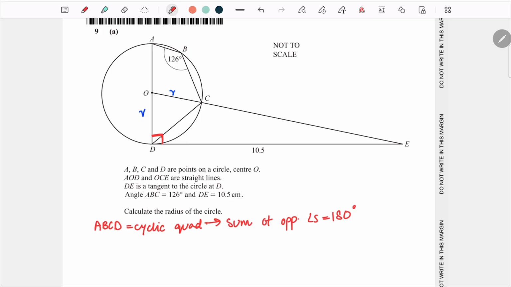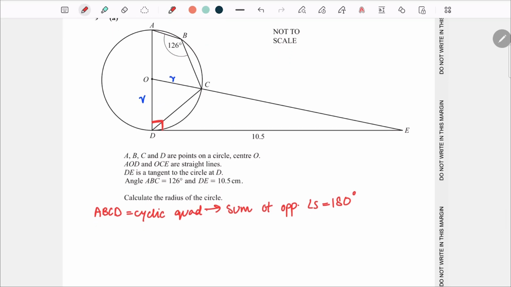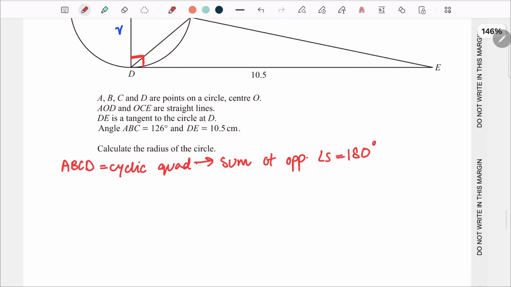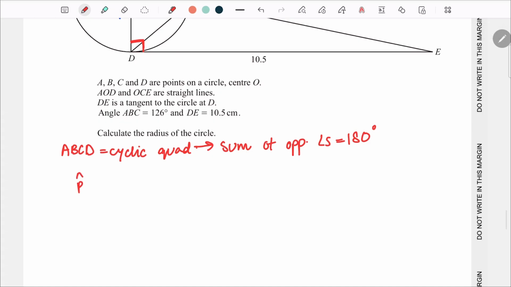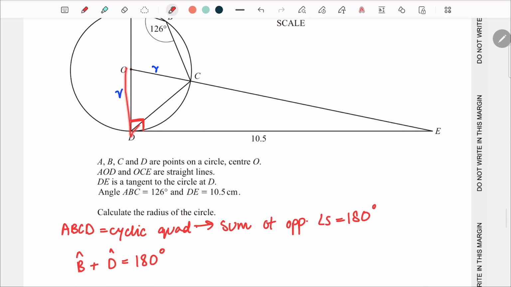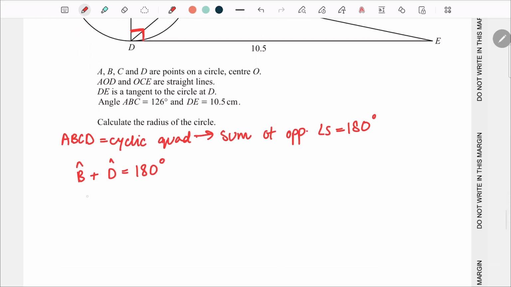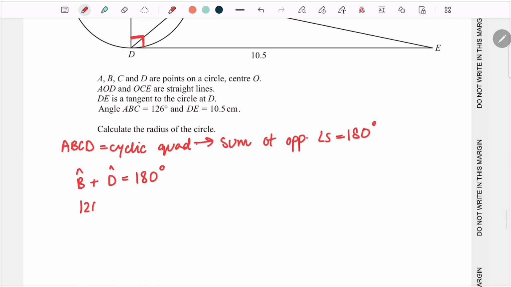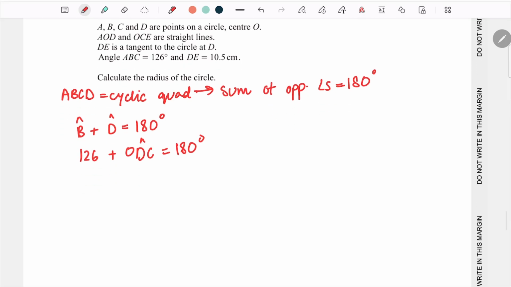So when I look at the diagram, angle B is 126. The opposite angle to angle B is basically this angle right here. So sum of opposite angles, that means angle B plus angle D, this should be equal to 180 degrees. So in order to find angle D, which can also be written as ODC, angle B is 126. 126 plus ODC is equal to 180 degrees. So angle ODC will be equal to 180 minus 126, that is equal to 54.